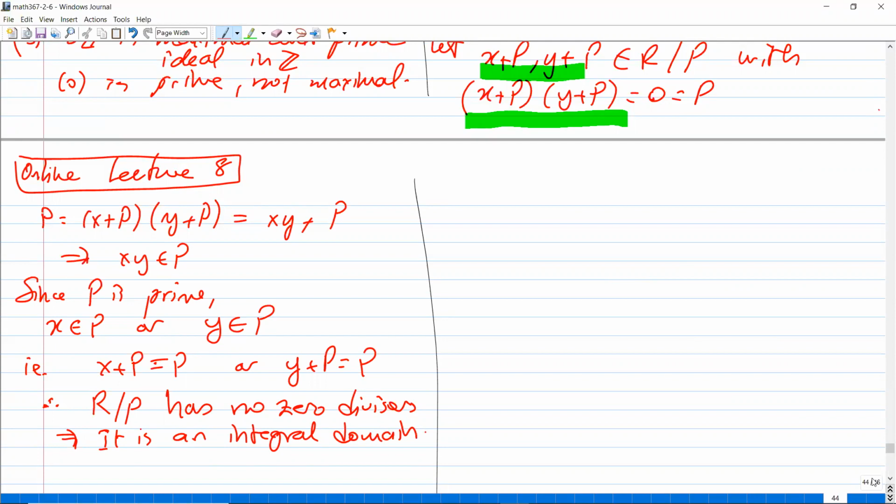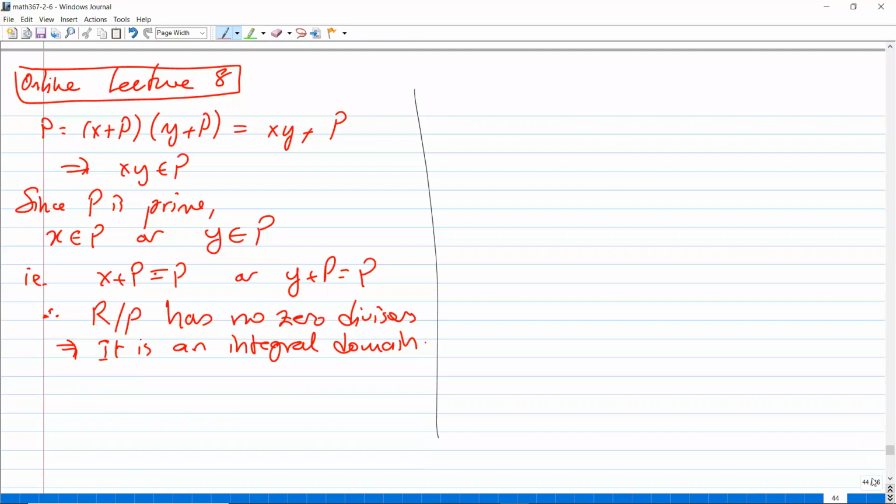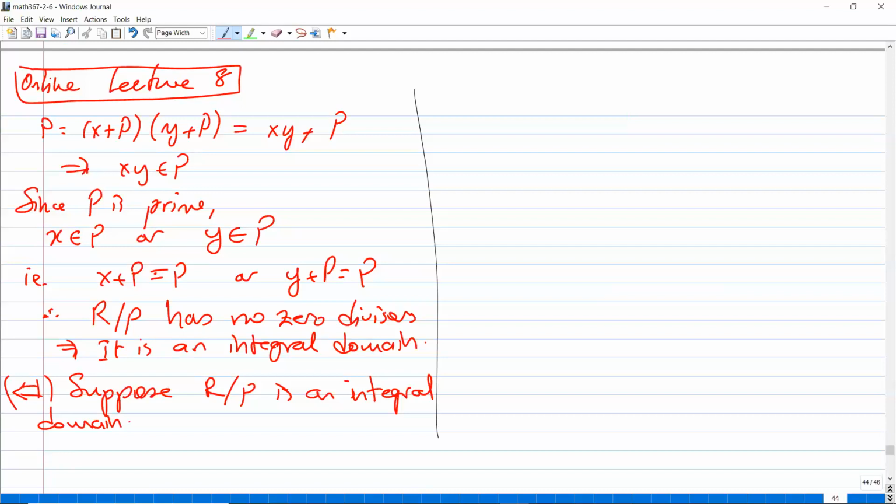Now, conversely, suppose that R over P is an integral domain, and let's show that P is a prime ideal. In order to show that P is a prime ideal, we need to show that whenever x times y is in P, x is in P or y is in P. So let x, y be in R with x times y in P.